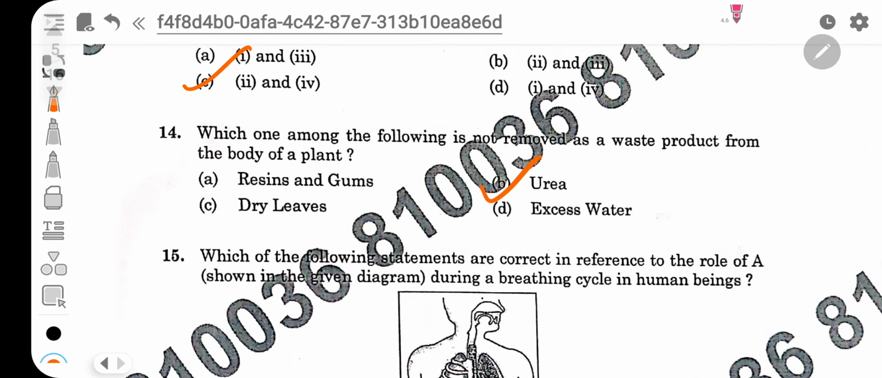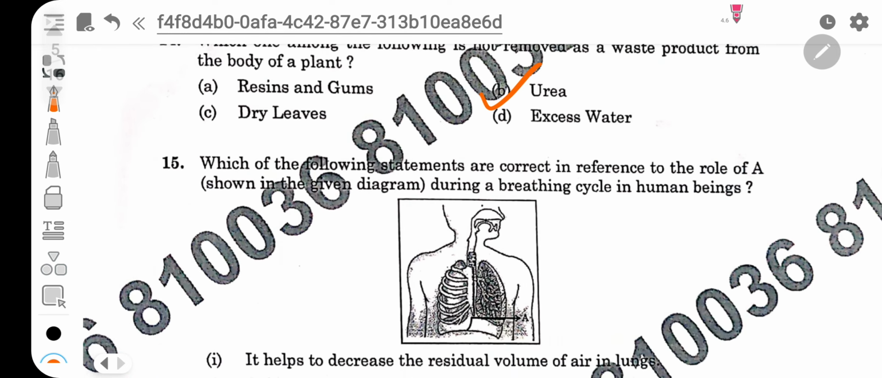Now question number 14. Which one among the following is not removed as a waste product from the body of a plant? Urea. The answer is urea. Resins and gums are released, as are dry leaves and also excess water. Question number 15.